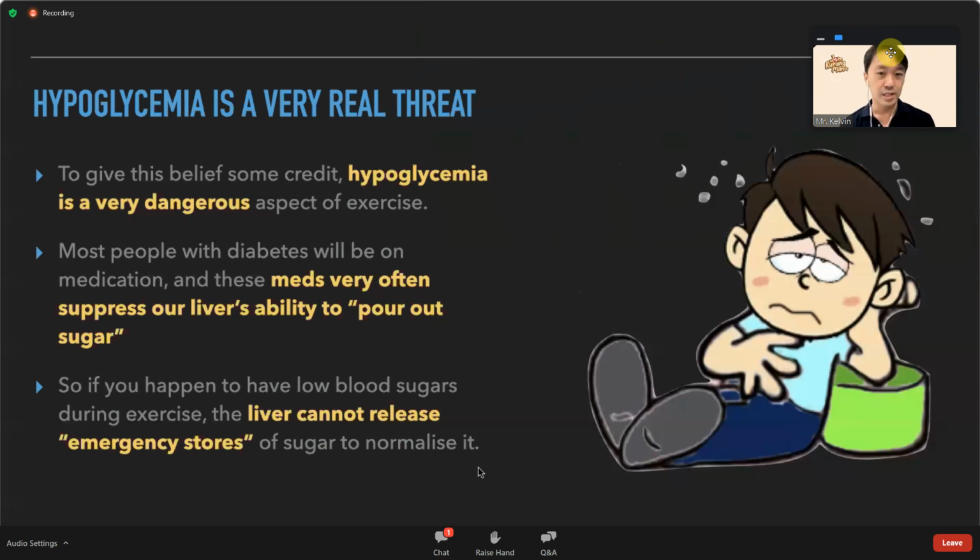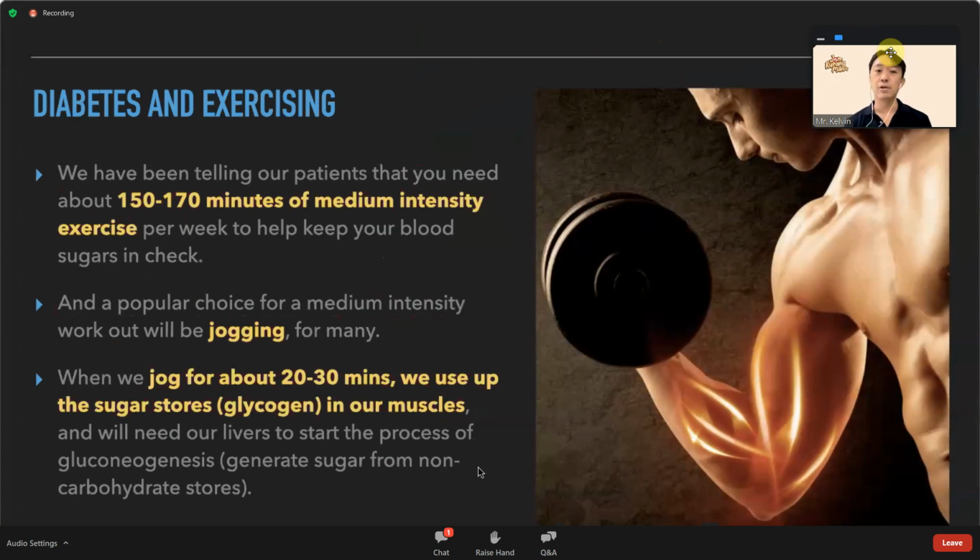To give this belief some credit, hypoglycemia is a very dangerous aspect of exercise. Most people with diabetes will be on medication, and these meds very often suppress our liver's ability to pour out sugar. So if you happen to have low blood sugars during exercise, the liver cannot release emergency stores of sugar to normalize it. We have been telling our patients that you need about 150 to 170 minutes of medium intensity exercise per week to help keep your blood sugars in check. And a popular choice for medium intensity workout will be jogging for many.